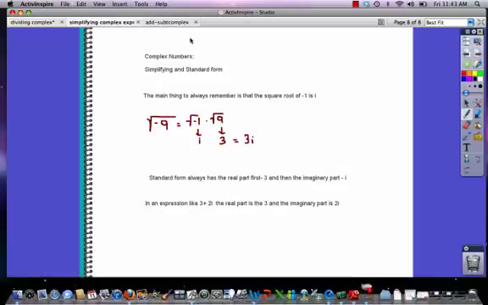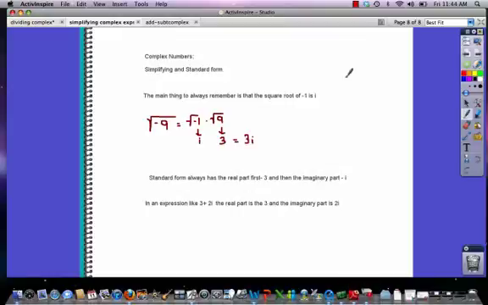Hi students, today we're going to just talk about complex numbers. Complex numbers are numbers that have a real part and an imaginary part. Sometimes the real part isn't there. It's like 0, so it just isn't written down. And so we're going to first talk about how to simplify them and how to put them in standard form.